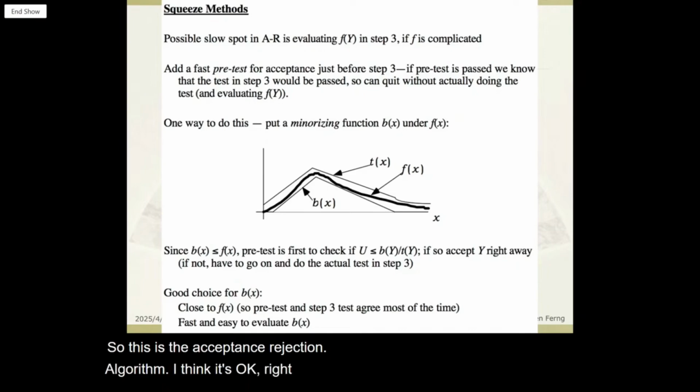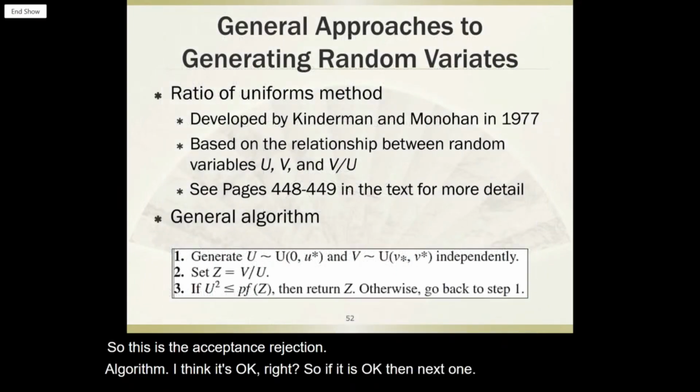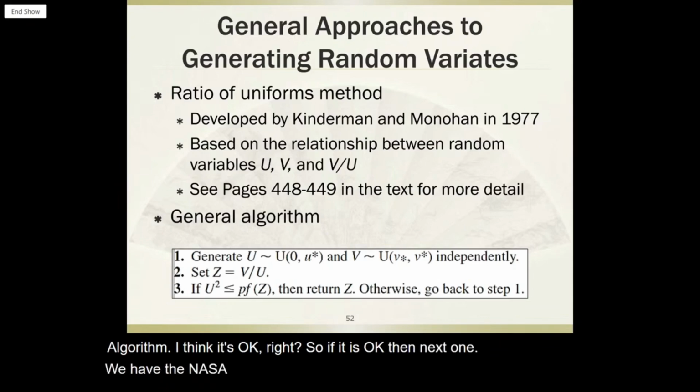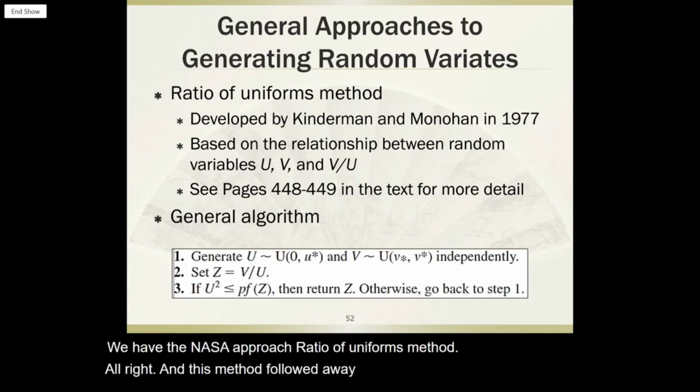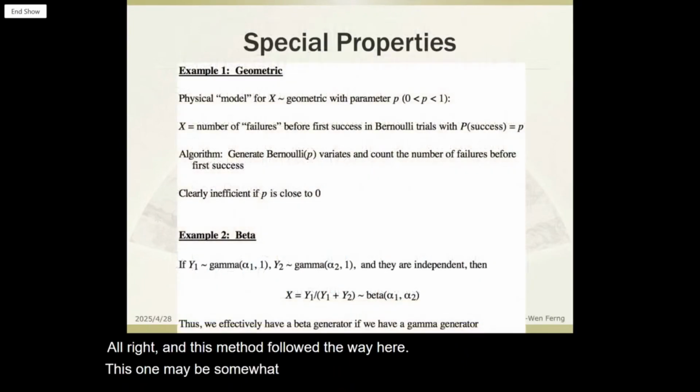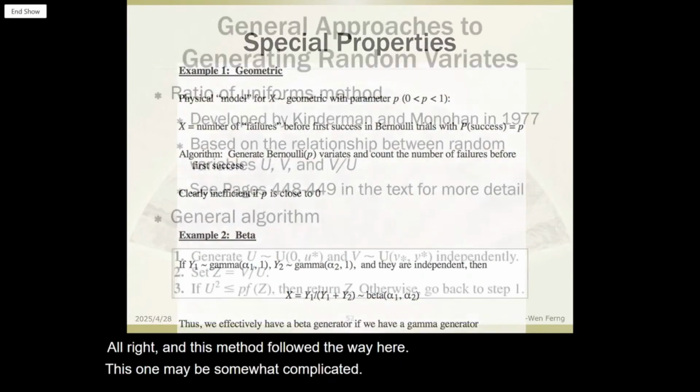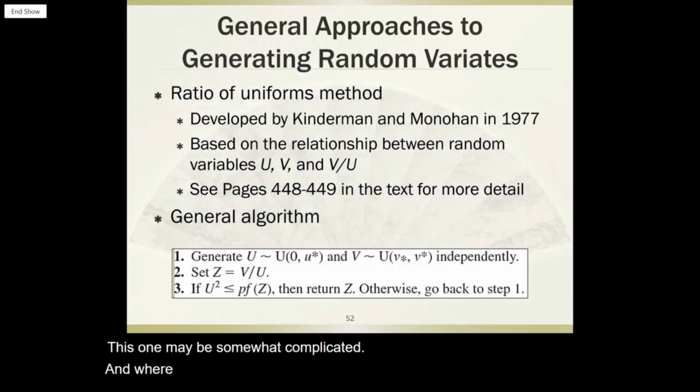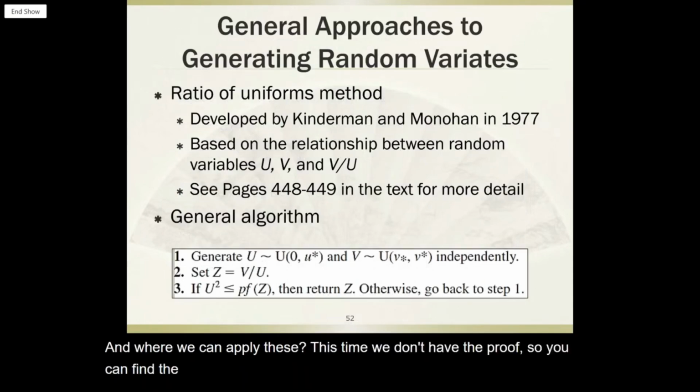So if it is okay, then next one, we have the next approach, ratio of uniforms method. All right, and this method follows the way here. This one may be somewhat complicated. And where we can apply these, this time we don't have the proof. So you can find the proof for yourself.